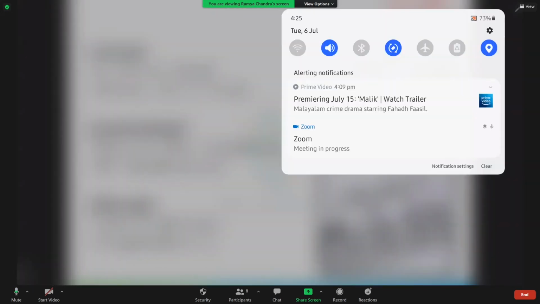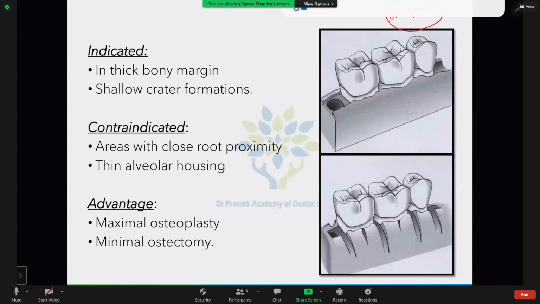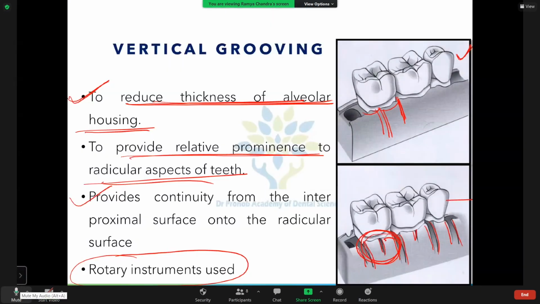We are doing this. Can you please repeat the slide again? From this one, sir, indications? Yeah. Oh, okay, sir. Suddenly it got disconnected.